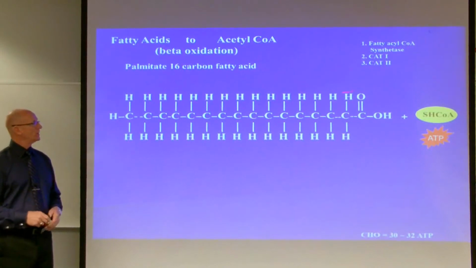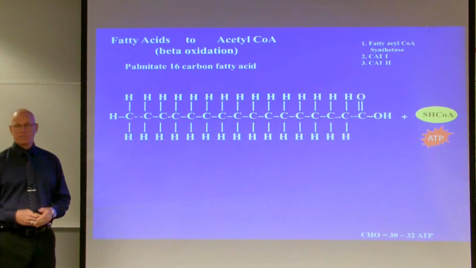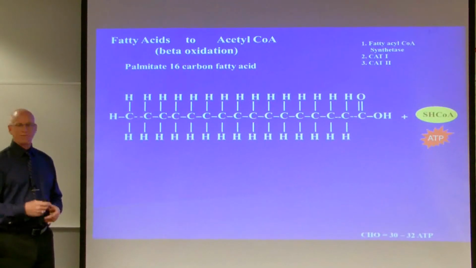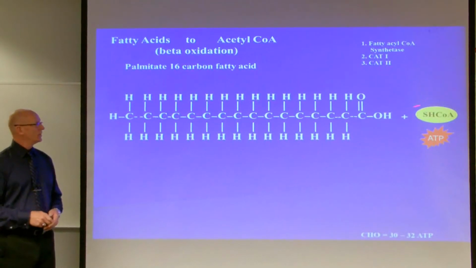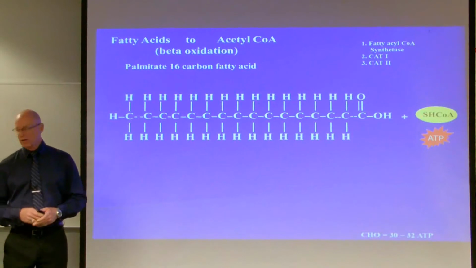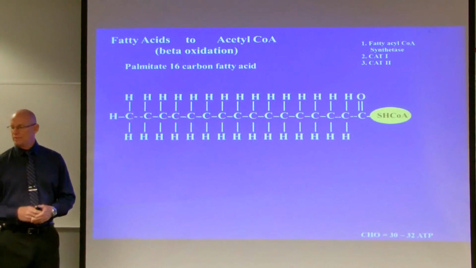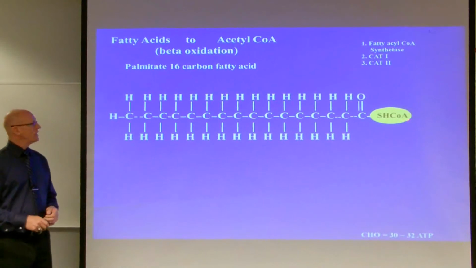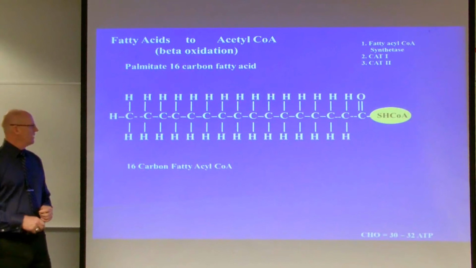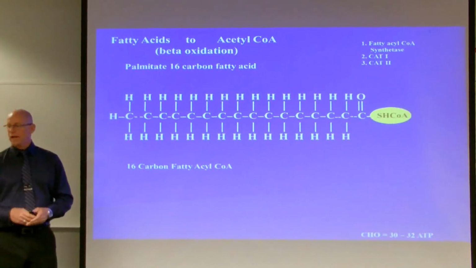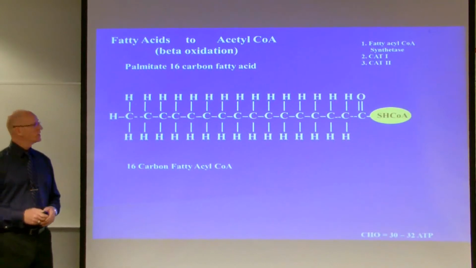Once it's in the mitochondria, this carnitine acyltransferase 2 will take the carnitine off of this and put the coenzyme A back on it. So then, let's follow that as that works. So now we have the coenzyme A attached to this fatty acid, and now it is a 16-carbon fatty acyl-CoA. And let's do some beta oxidation with this.